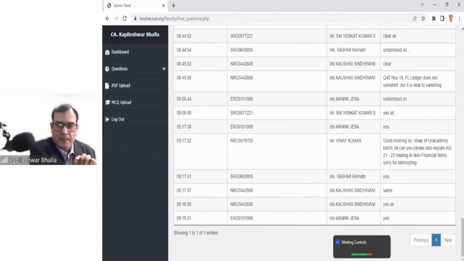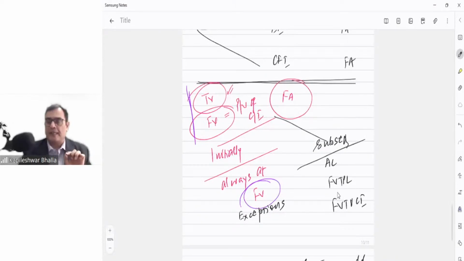Okay, so let me now take this further. I have given you the inputs in terms of the financial assets initial measurement and the subsequent measurement. I said that all financial assets are initially measured at a fair value, with the exceptions of a trade receivable and a loan recoverable on demand. Subsequently, we need to consider amortized cost accounting, or fair value through P&L, or fair value through other comprehensive income. Now let's come back to the chart which I showed you.